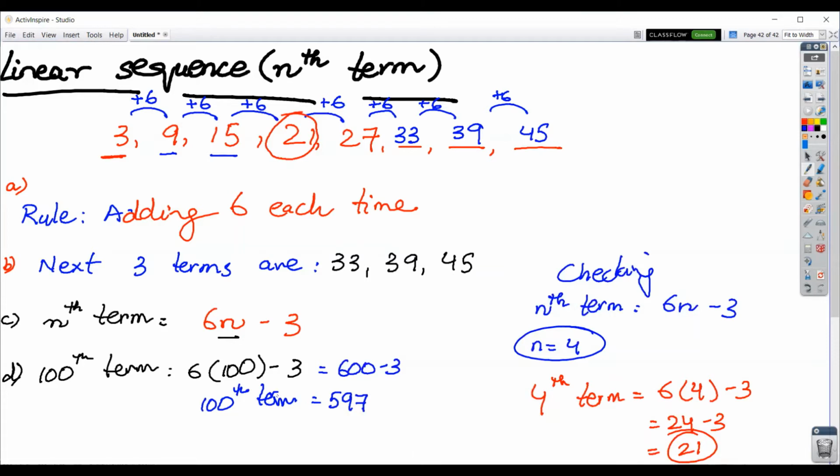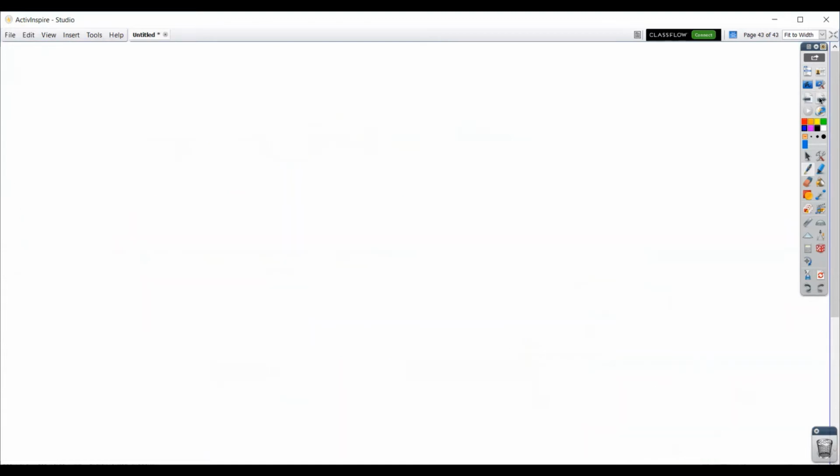Now I'm going to show you the next example. Here's another example where we have the first 5 terms of this arithmetic sequence: minus 3, 1, 5, 9, and 13. The first thing we're going to do is find the rule, which helps us find everything else.